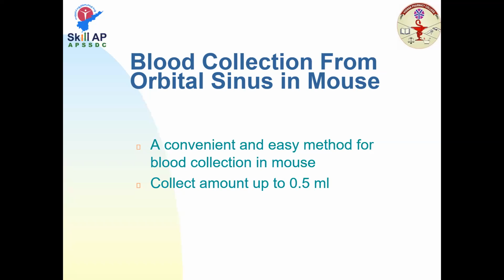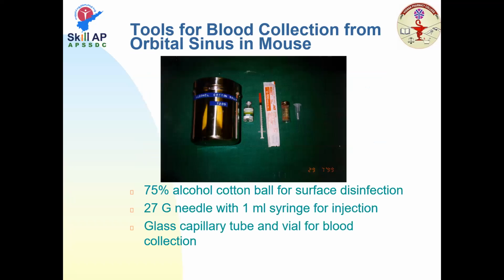It is a convenient and easy method for blood collection in mouse. As it is a vein, we get a sufficient amount of blood, like 0.5 ml. Before that, we close the eyes, wipe them with cotton cloth, and sanitize everything. We need 75% alcohol cotton for surface disinfection, a 27 gauge needle with a 1 ml syringe for injection, and a glass capillary tube and vial for blood collection.